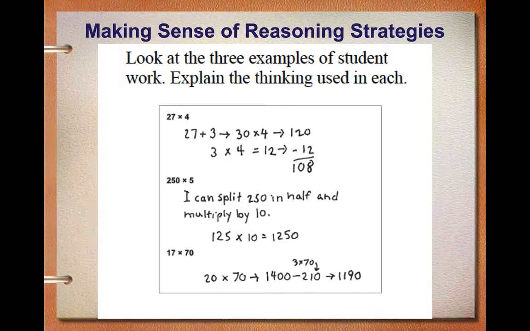All right, if you looked at it, you should have seen that in the top one, the student decided they'd rather work with 30 than 27. So they did a compensation strategy. They rounded 27 to 30, multiplied it by 4, and then took away the 3 extra groups of 4 they had. The second one, this student did an interesting thing. Basically, they did another type of compensation strategy where they doubled the 5 to 10 and halved the 250, thus getting the same answer here. And the last one, we see a student that again used a type of compensation strategy to round that 17 to 20 and then take away those 3 extra groups.